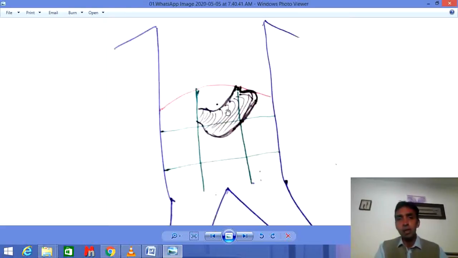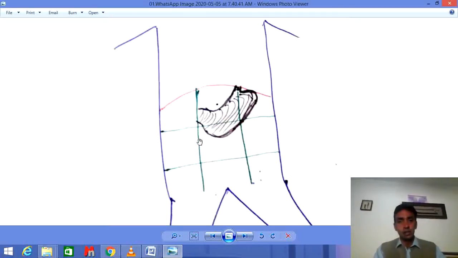Then where in the abdominal cavity is the stomach located? In the abdominal cavity, the stomach is located in the left hypochondriac region, the epigastric region, and the umbilical region. These three regions combined contain the stomach. Some part of the stomach is present in this portion, some part in that portion, because it is an elongated, enlarged structure of the alimentary canal.